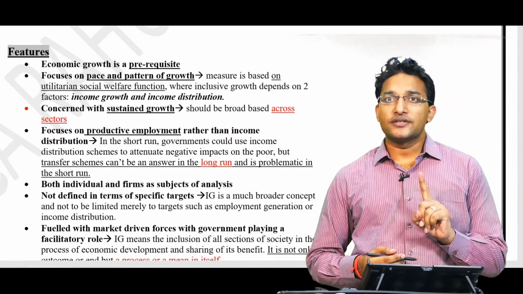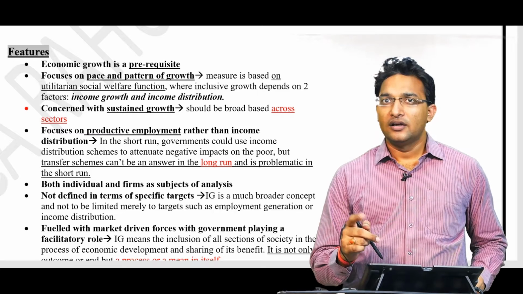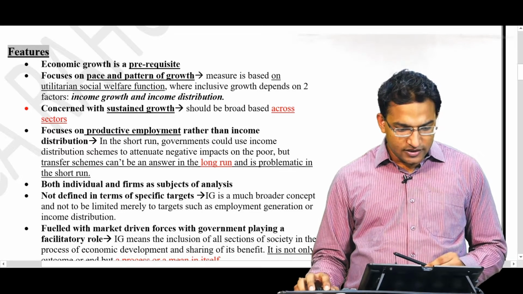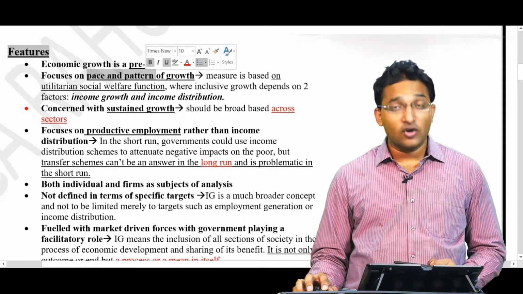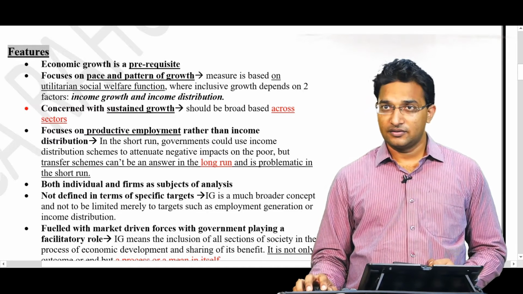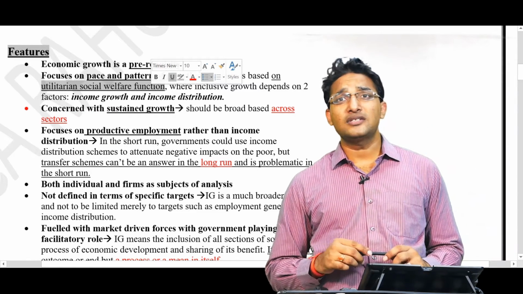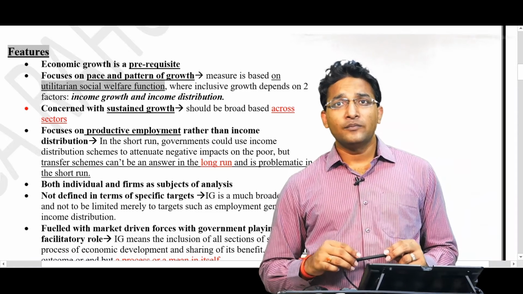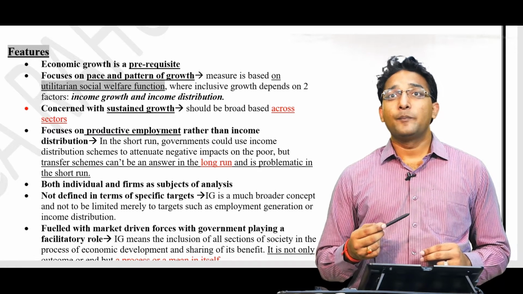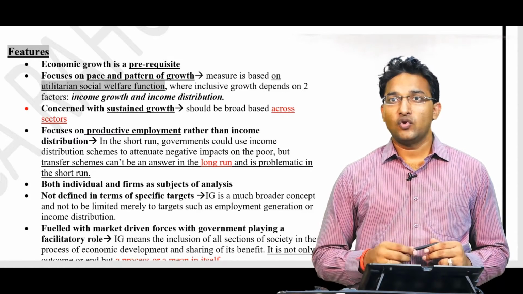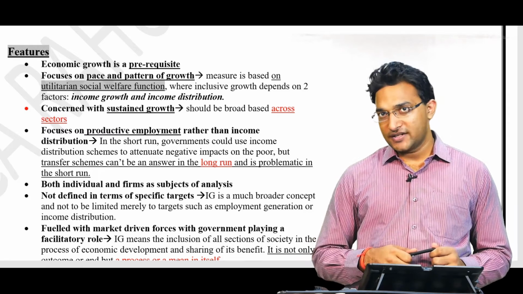First of all, economic growth is really required. Without economic growth, we can't do anything, right? So here we can see economic growth is a prerequisite. Second, it focuses upon the pace and pattern of growth, which we have already discussed. That is, it is based on the utilitarian social welfare function. Utilitarian means there has to be some objective which satisfies the people's needs. So we have to see that needs of maximum number of people are satisfied through this process.